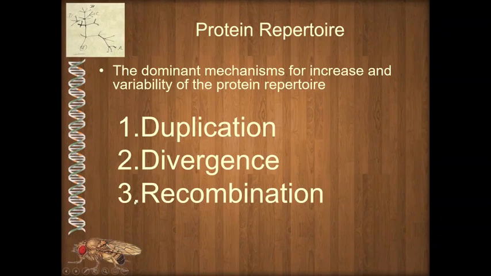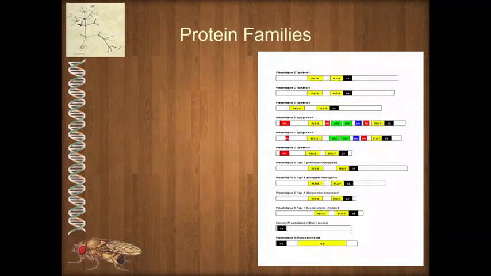And then finally, recombination. Like divergence, recombination doesn't make extra copies so we have more genes than we had before, but we mix and match different genes via unequal crossing over, or even crossing over. We can mix alleles and end up with a different end protein result. Okay, so recombination also adds to the diversity and types of proteins that we find in organisms.